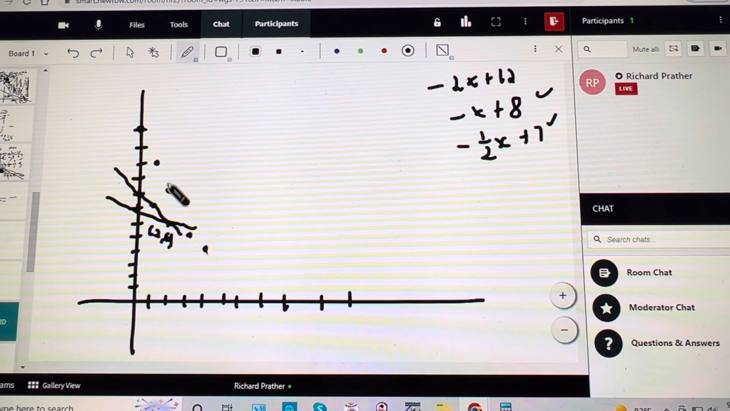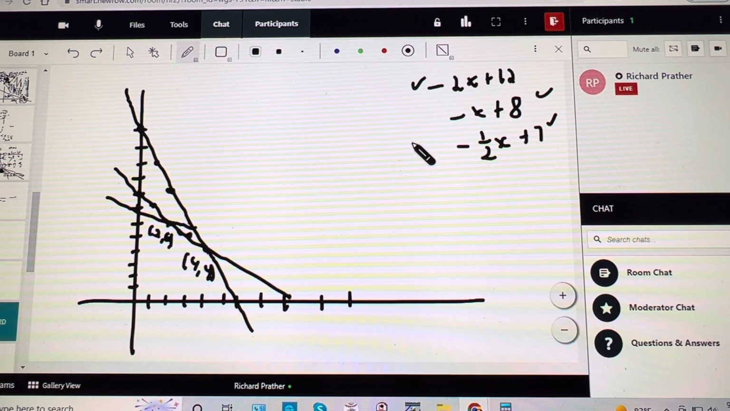Okay, the 12, let's do that one next. Down 2 over 1. That's the one that crosses also at that point. And the 8 one does too. So this is 4, 4. Is that what that is? Yeah, 4, 4. That's when the 12 and the 8 cross each other.